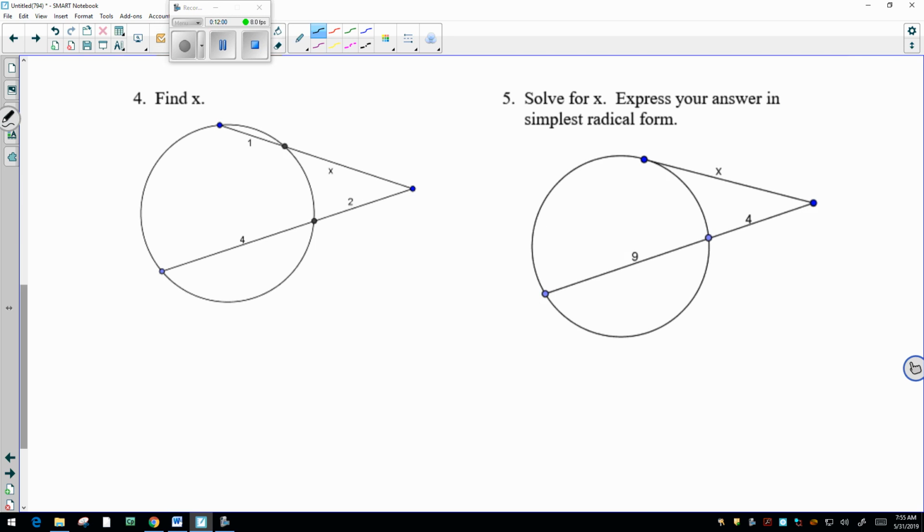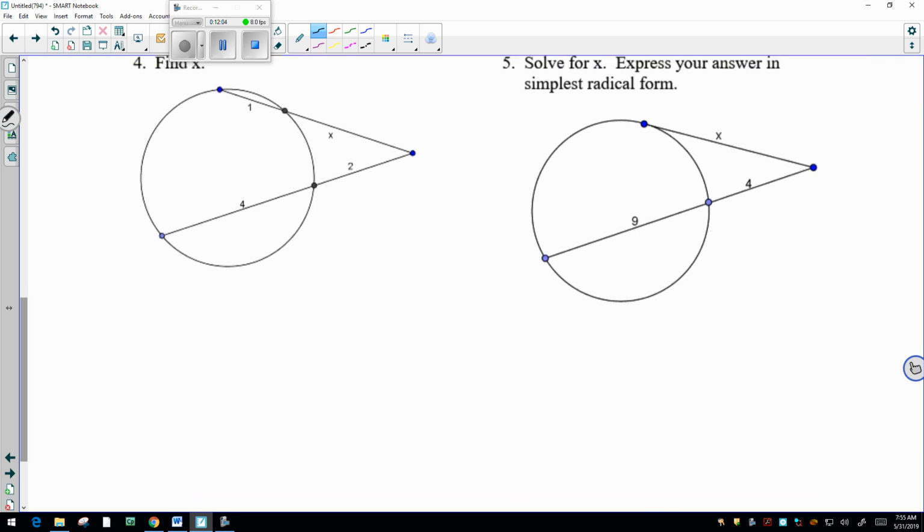Okay, so for number four, we have two secants. So if I'm thinking outside times the whole, maybe let's start with this bottom one since we have some nice solid numbers to work with. So the outside is 2. The whole thing we're thinking added up, 2 plus 4.